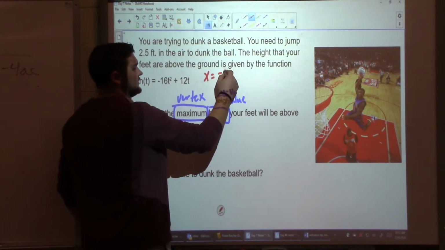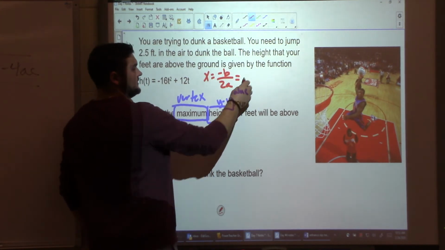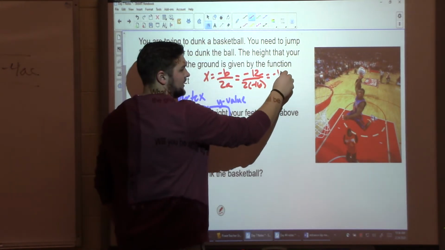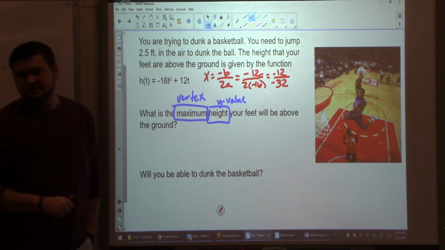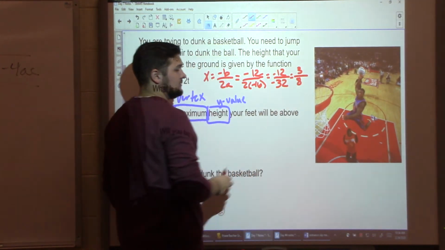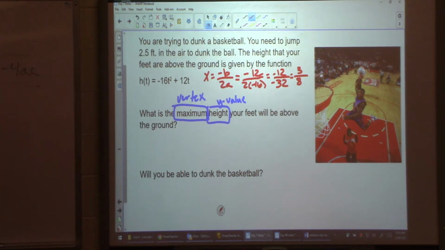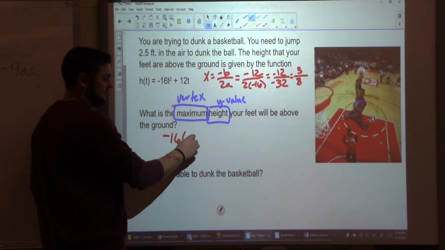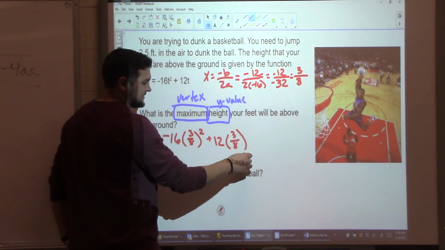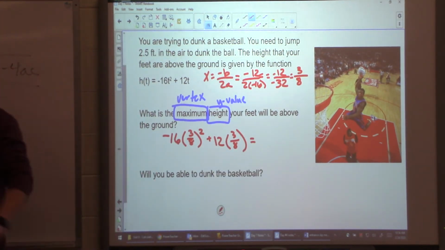X equals negative b over 2a. Negative 12 over 2 times negative 16, or negative 12 over negative 32. Right, well that's going to be 3 over 8. Okay, so at 3/8 of a second, he'll be at his maximum height. Well, how do I find the maximum height? I take 3/8 and I plug it in. Very good. Negative 16 times 3/8 squared plus 12 times 3/8. And I plug that into my calculator and I get an answer.